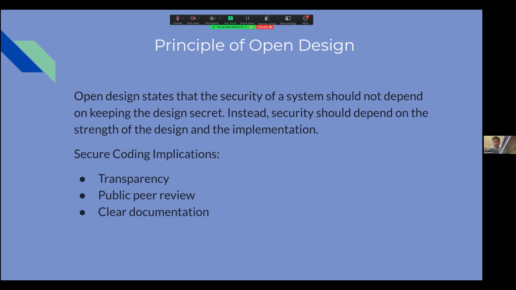And the coding implication here is that keeping the design public helps with public peer review, making it more robust and more secure. So this, I think, is a very broad principle, and one of the tougher principles to wrap our heads around, but it is a very key principle in secure coding.